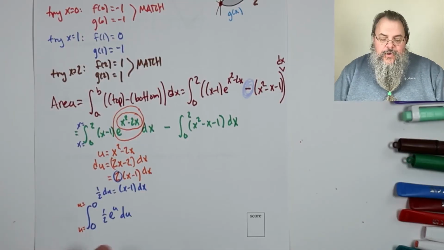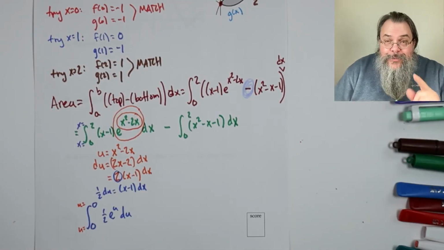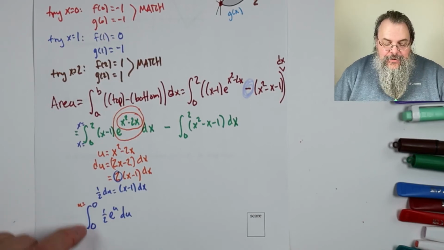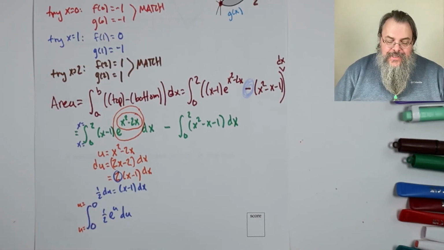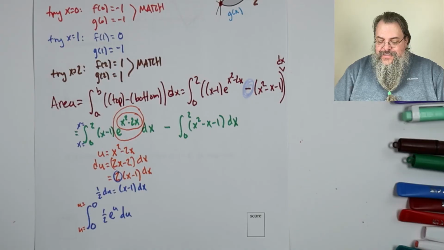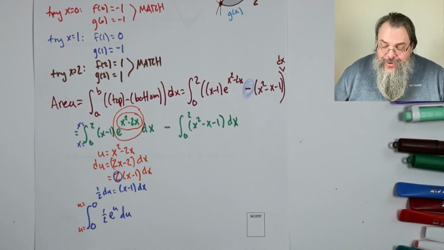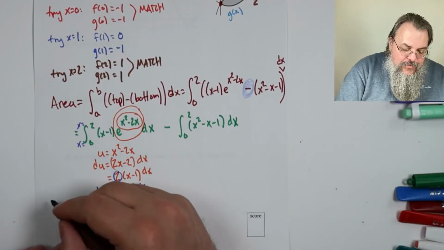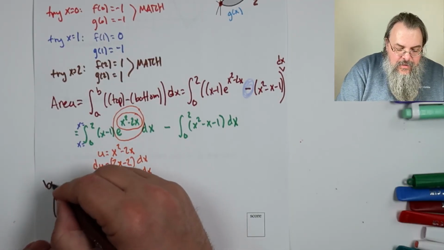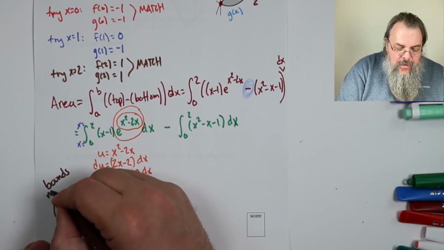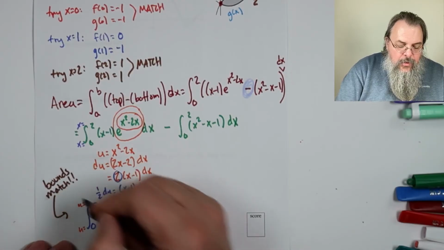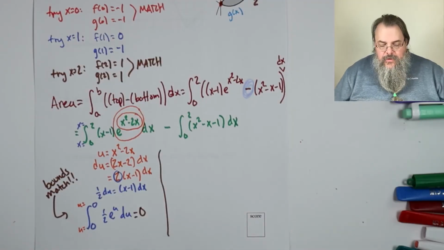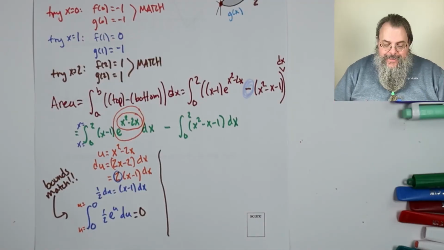Now, without integrating this, what's the answer and why? The bounds match, so what's the integral? 0. So we can make a note here. The bounds match. So that way people know we knew what we were doing. So we say that equals 0. So that's half. We're halfway done.